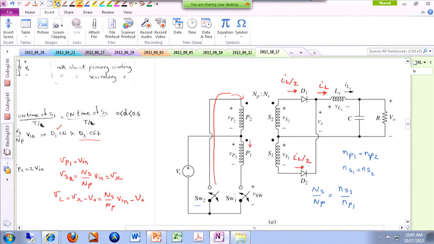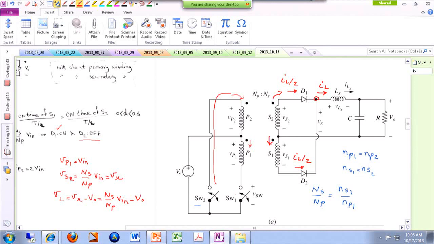And it both satisfies KCL over here, and also satisfies this equation that holds for our transformer, that N1 I1 plus N2 I2 plus N3 I3 plus N4 I4 should be 0. Because as you can see, one of these currents is coming out of the dotted node, the other one is going into the dotted node. So it's actually making everybody happy.